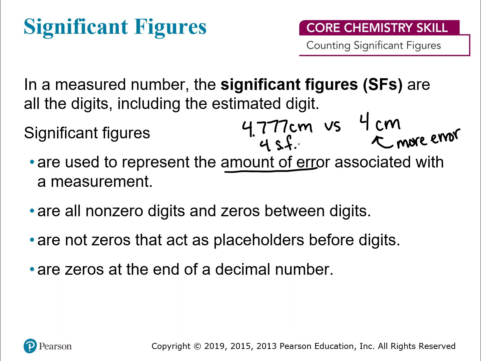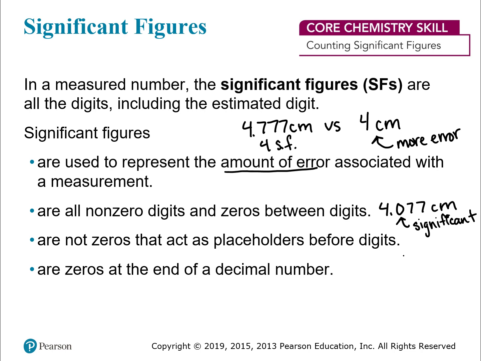All non-zero digits and zeros between the digits are significant figures. So if I have 4.077 centimeters, this 0 is significant. However, if there's a 0 that is a placeholder, that's not counted as significant.